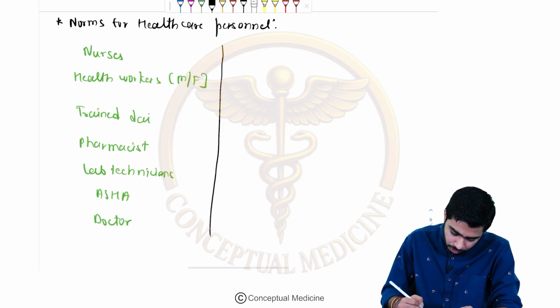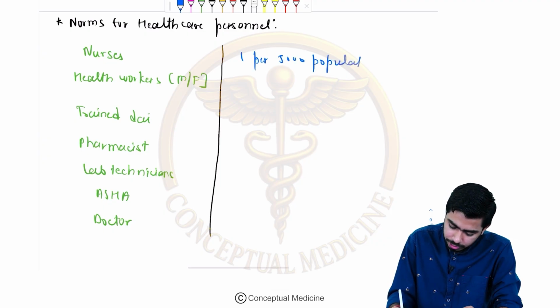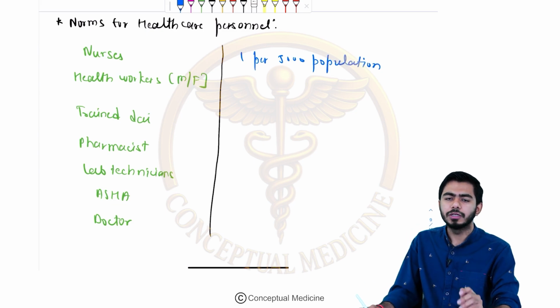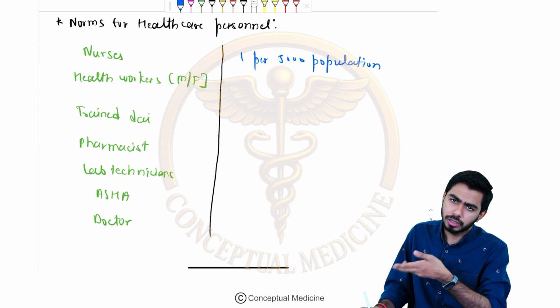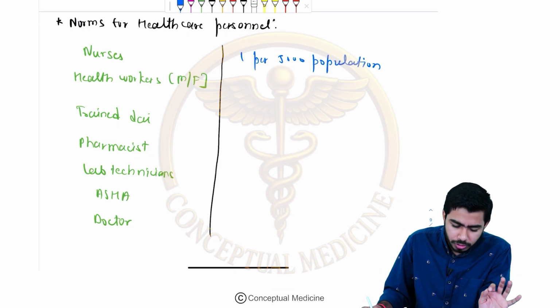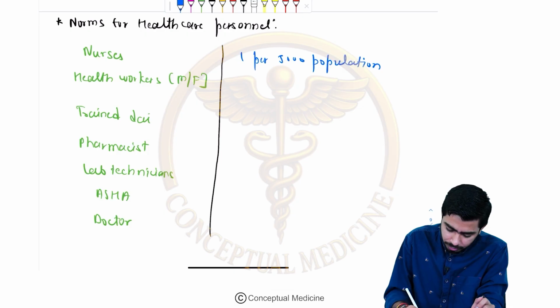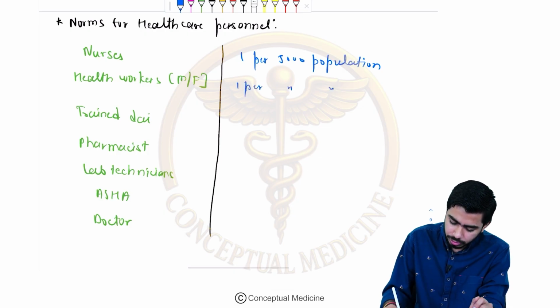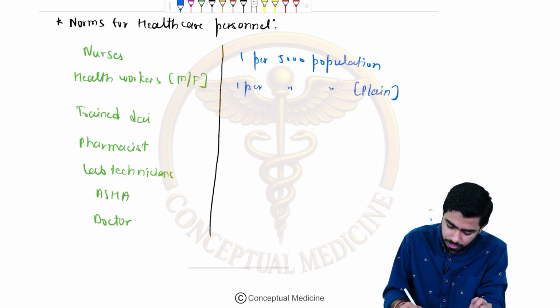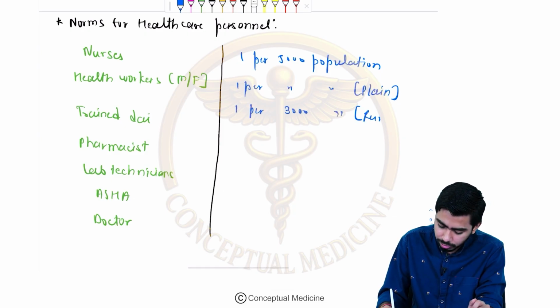If you talk about the nurses, it is 1 per 5,000 population. If they cater to more than 5,000, they are overburdened, and if they cater to less than 5,000 in some area, they could be underburdened. For health workers, in the plain areas it is 1 per 5,000, and in the tribal areas 1 per 3,000.